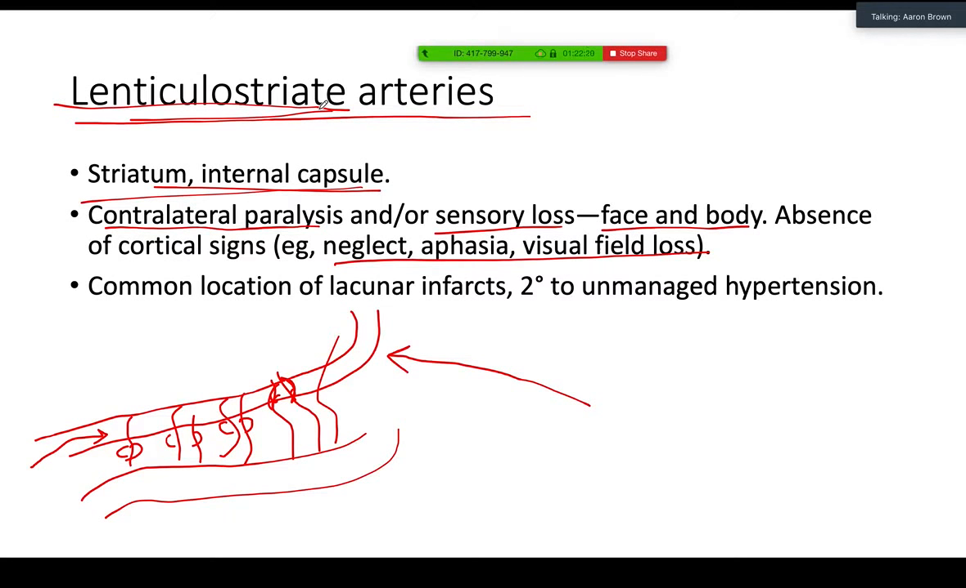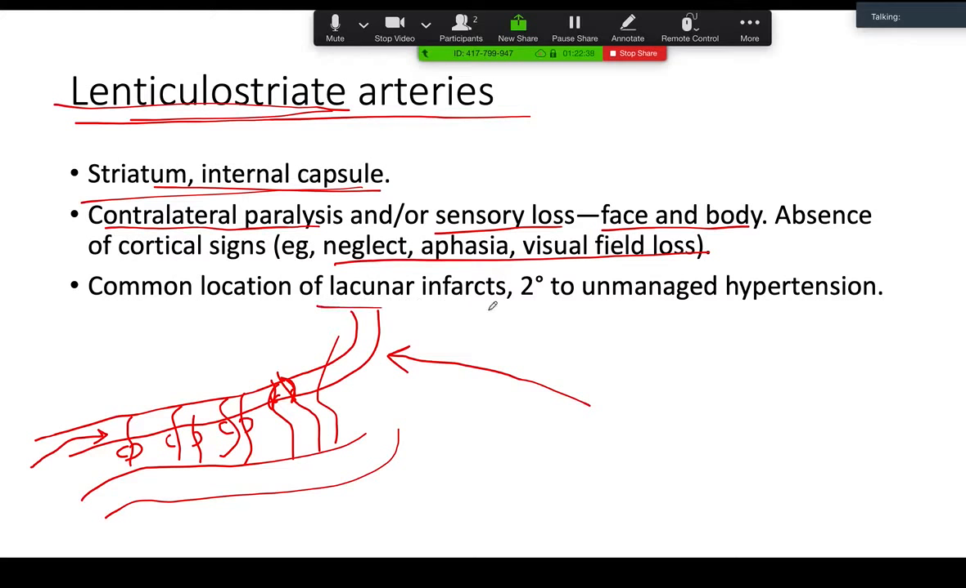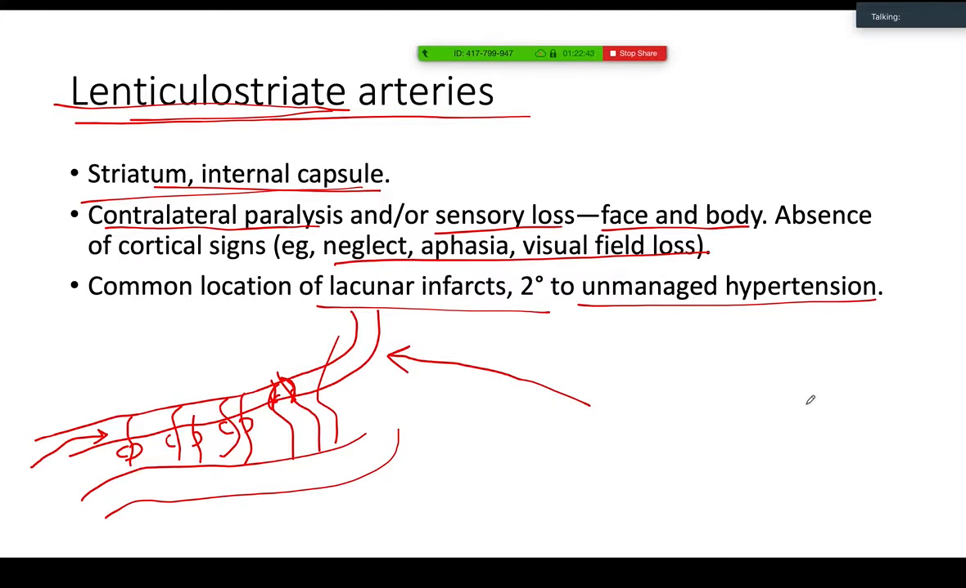Now, I'm going to look for signs of cortical stroke. If I see cortical stroke, I'm going to go more towards MCA, ACA. If I don't see any signs of cortical stroke, I'm okay picking lenticulostriate arteries or thalamus. Okay? Great. So common location of lacunar infarcts secondary to unmanaged hypertension. Okay? Which we're comfortable with that idea now.